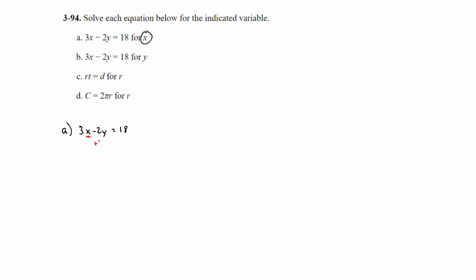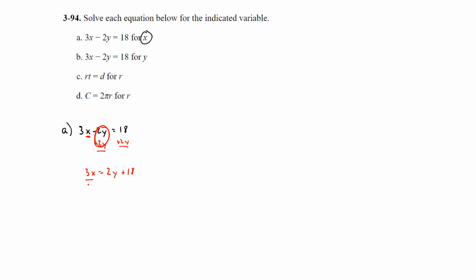So a lot of times our first step would be to get rid of the other variable term, and we can do that by creating a 0. Negative 2y plus 2y is 0. So we're just left with 3x is equal to, remember the y tile is a different size than the unit tile, so these are not two things that we can combine. It's just 2y plus 18.